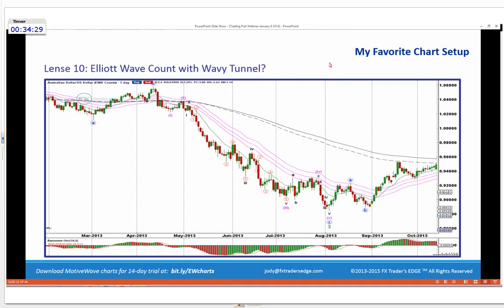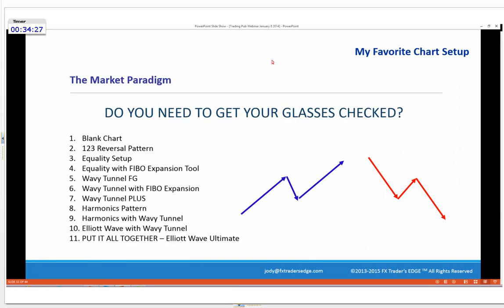All right? So do you need to get your glasses checked? We have looked at a blank chart and we've dressed it up. We added all of these analysis methods. We added a strategy to it. And for me, I don't know about you, but I like to have a number of confirmations.